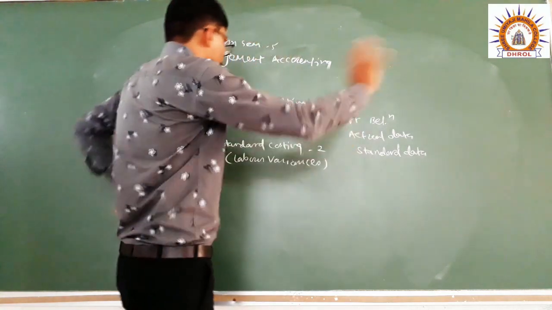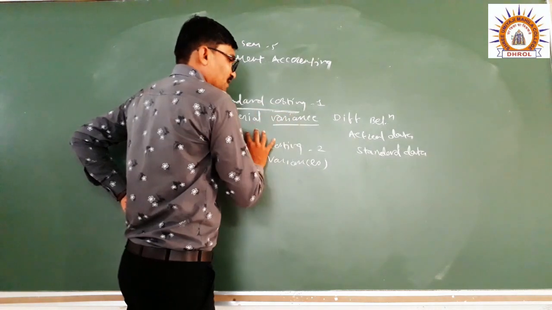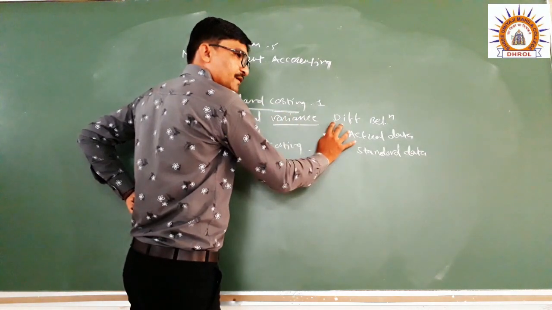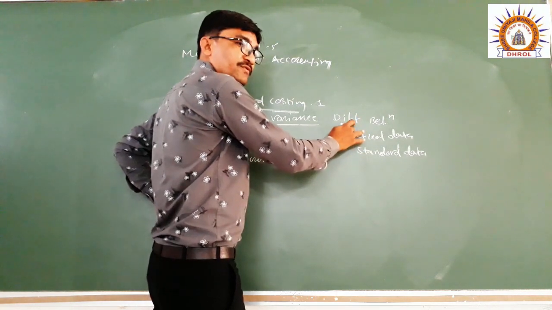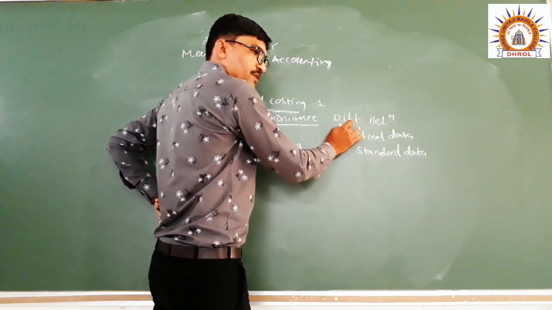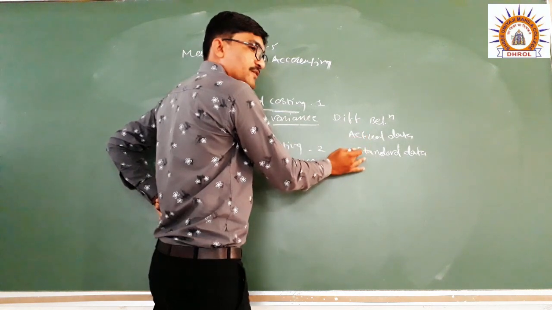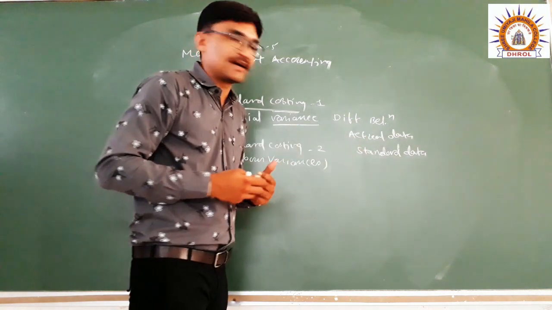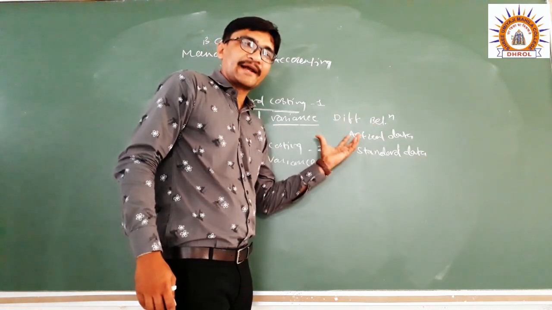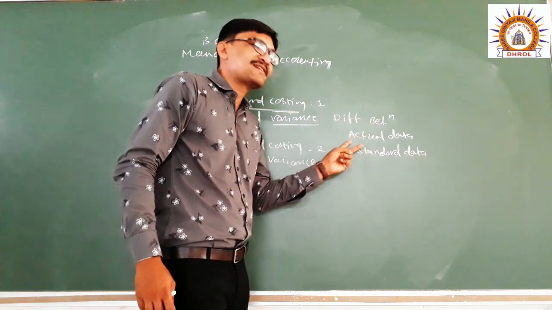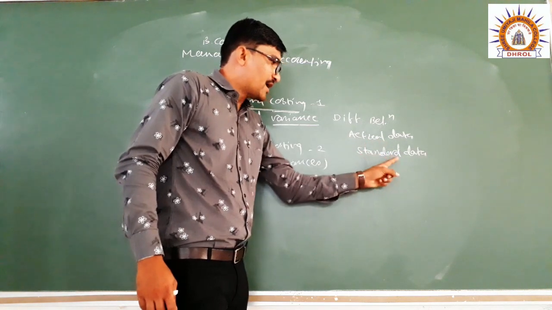So standard costing requires only the difference. This difference is either favorable or unfavorable, in the form of a favorable difference or an unfavorable difference. I mean to say that the difference is either positive or negative in comparison with standard data.